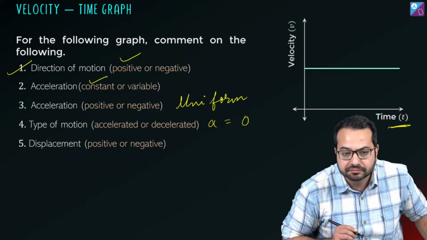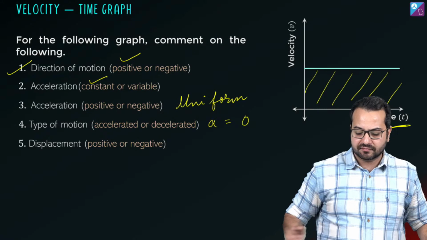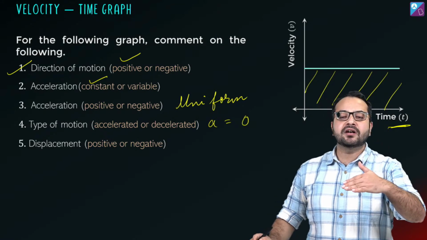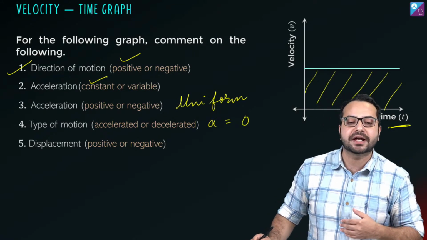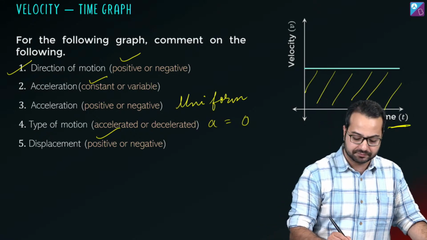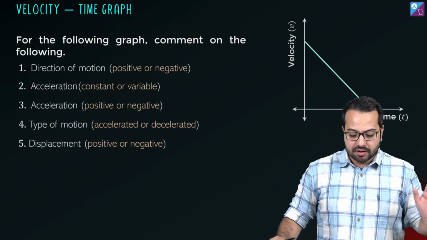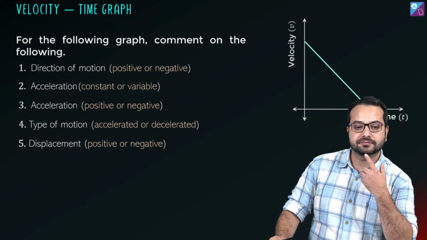Positive displacement, yes. This is the area under the curve. So if the area under the curve is above the t-axis, we are going to take it as positive. So the displacement is positive. Perfect. Well done. Chalo. Next. Direction of motion.